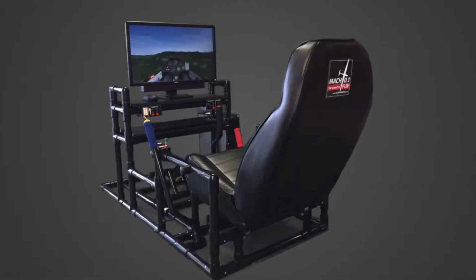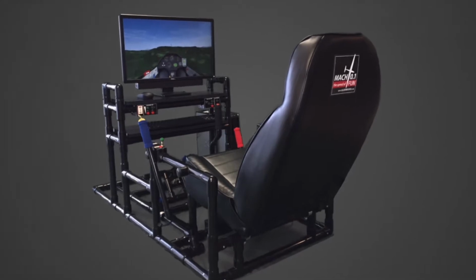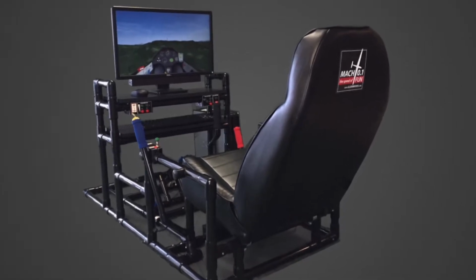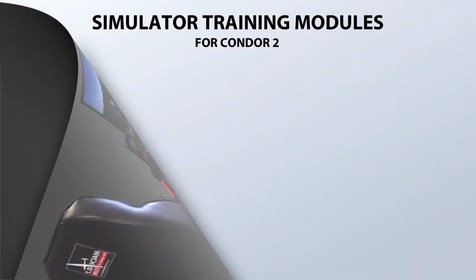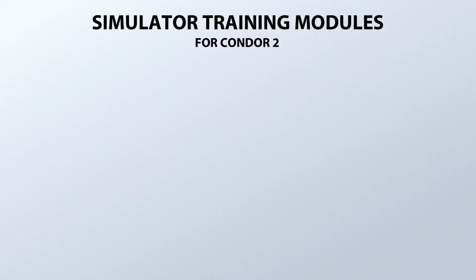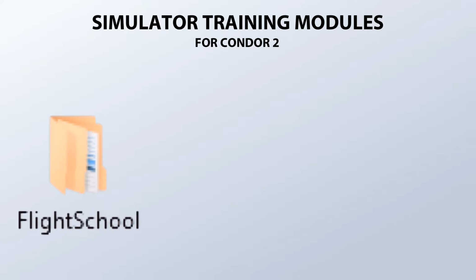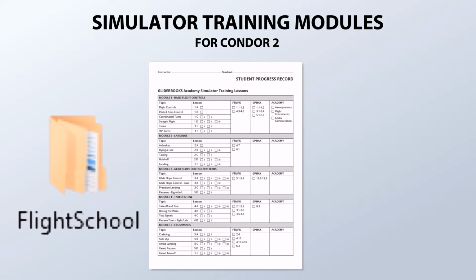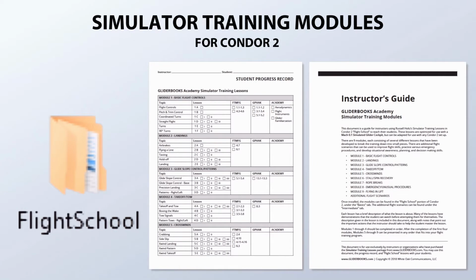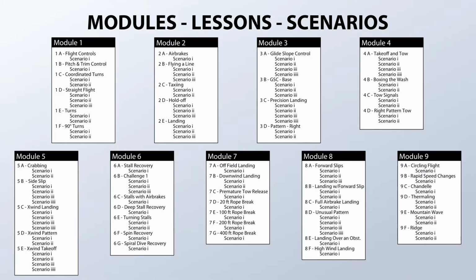These lessons are optimized for use with a Mach 0.1 simulated glider cockpit, but can be adapted for use with any Condor 2 setup. This package consists of 3 parts: the lesson files for Condor 2 Flight School, a student progress record, which includes the reading that should be done in my textbooks before starting a module, and an instructor guide. The lessons are divided into 9 modules, and each lesson consists of 1 or more scenarios. This allows me to break each maneuver down into smaller pieces so that the student only has to learn 1 new skill at a time.